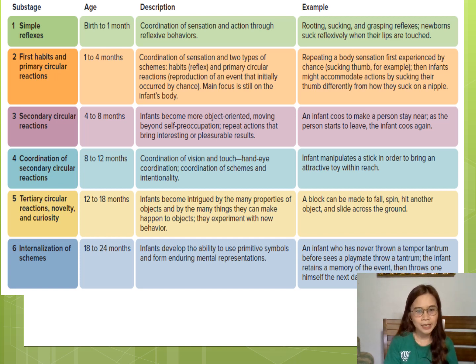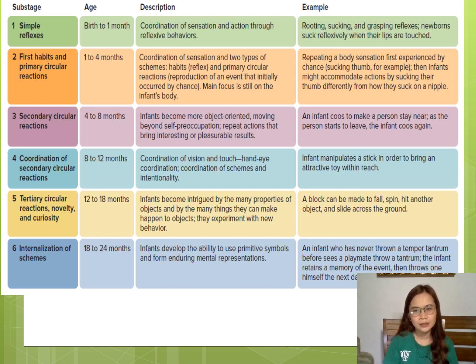Okay, and then 5, tertiary circular reaction, novelty and curiosity. Infants become intrigued by the many properties of objects and by the many things they can make happen to objects. They experiment with new behavior. Kaya, halimbawa sa una, yung toy car, di ba, paandarin nila kasi nakita nila, inimitate nila sa'yo, ginaya nila kung paano to paandarin, ganyan, ganyan.